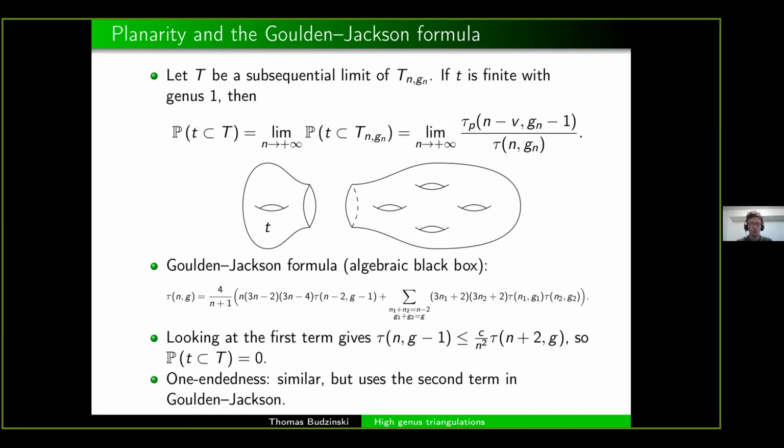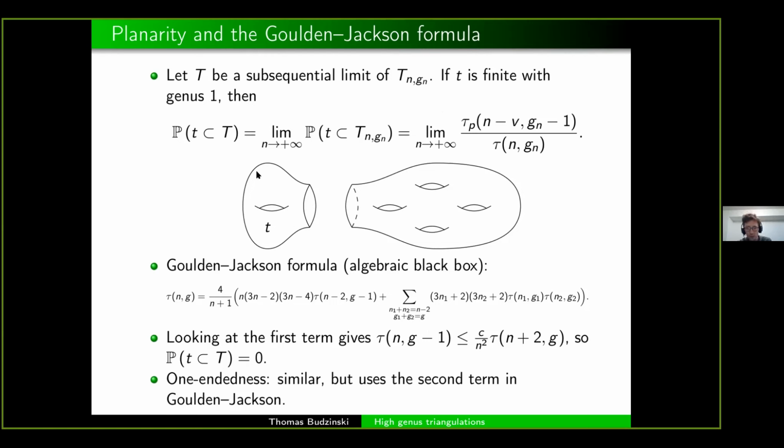Now I'm going to explain quickly where the planarity comes from. So this is maybe one of the most surprising consequences of the result, that the neighborhood of a typical vertex is actually planar. For this, let's imagine that this is not the case and that my limit contains a small neighborhood of the root with a positive genus. So let's imagine this little t here.